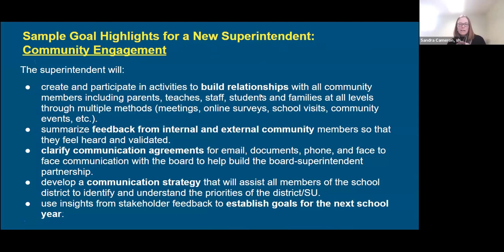I mentioned 3 areas that could be focused on in that first transition year, and the first one was community engagement. So there could be goals around building relationships, summarizing feedback from internal and external community members, clarifying a communication agreement within the district with the board, developing a communication strategy for the district, the SU, and then establishing goals for the next school year.